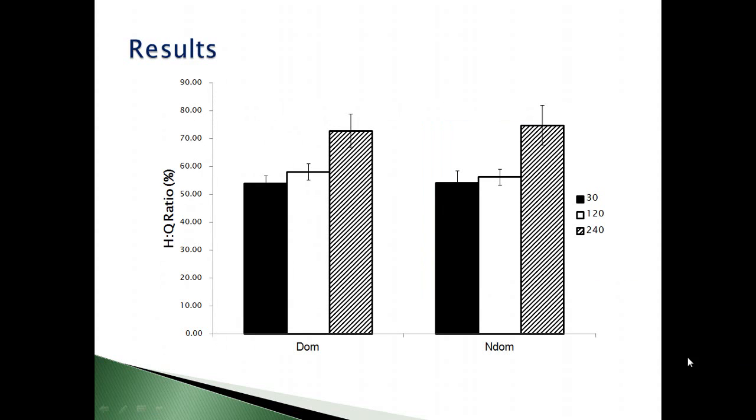The results can be seen in the figure, with the x-axis displaying the dominant and non-dominant limb results, and the y-axis showing the HQ ratio percent. The data is presented as mean plus or minus the standard error. It can be seen here that there was no significant difference between legs for either the 30, 120 or 240 degrees per second.